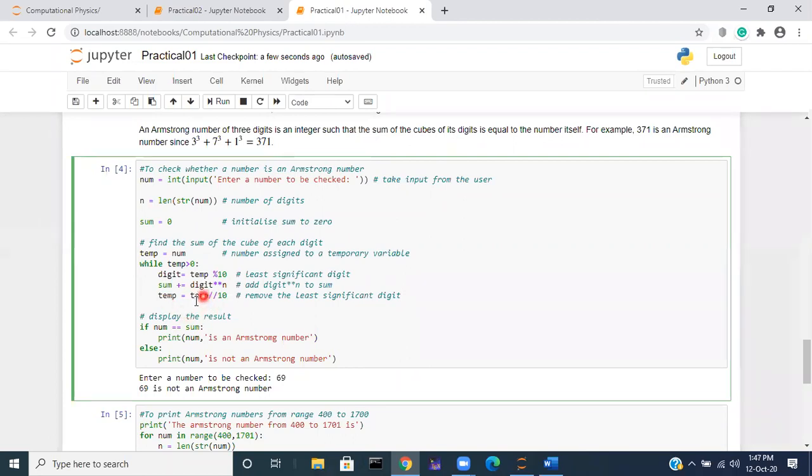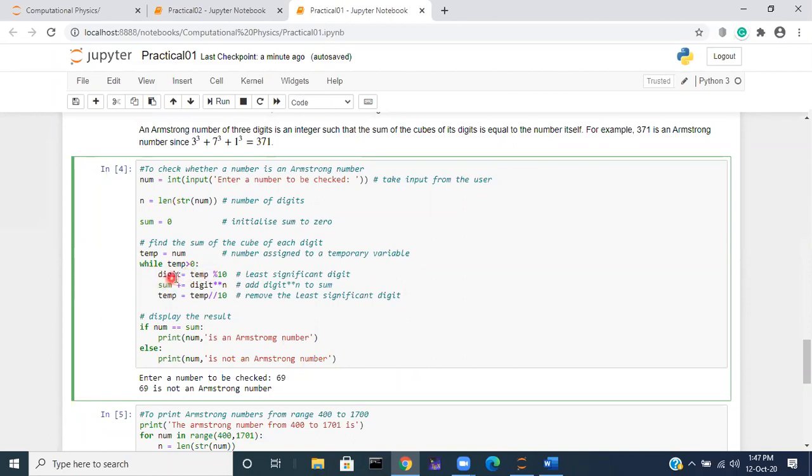So 371 integer division by 10 removes the extreme right digit. Then you see the value that temp now has. What is the value of temp now? The value of temp is 37. While loop: temp 37 is greater than 0, the answer is yes.